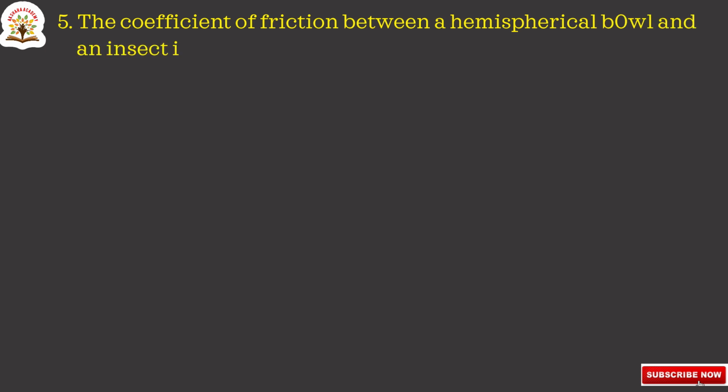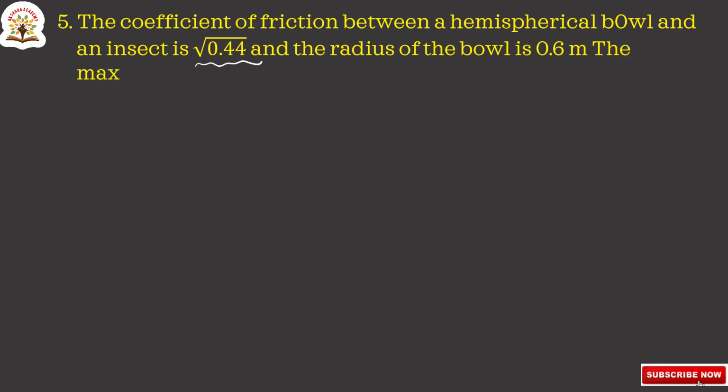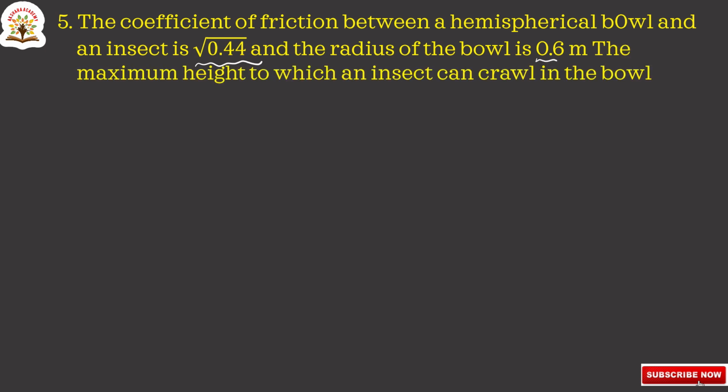Okay, next we will go to the next question. The coefficient of friction between a hemispherical bowl and an insect is under root 0.44, and the radius of the bowl is 0.6 meters. The maximum height to which an insect can crawl in the bowl will be? Here we have to calculate the maximum height. Now let us go to the solution.